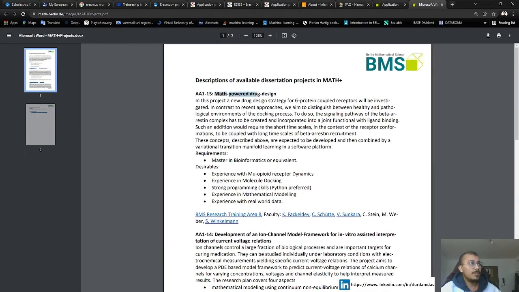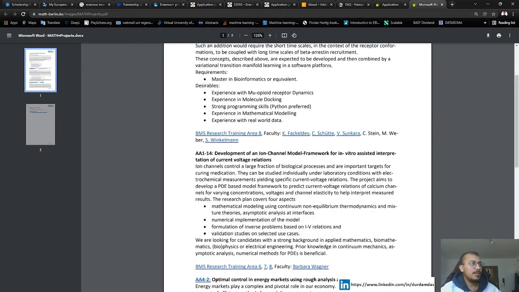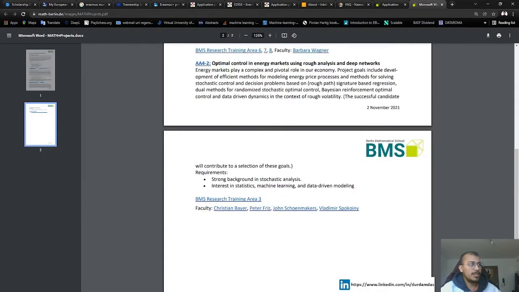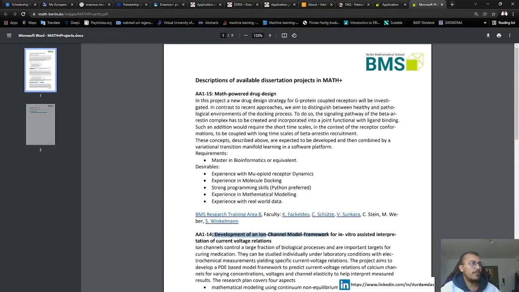So math powered drug design, it's a very interesting topic, so you can read about it, what they are asking for. It's a very nice project for those who have some knowledge in the biological background but also want to enter into the mathematical field. And here is another project, development of ion channel model framework and so on. You can read about what the project is about and whether you are a good fit for it or not.